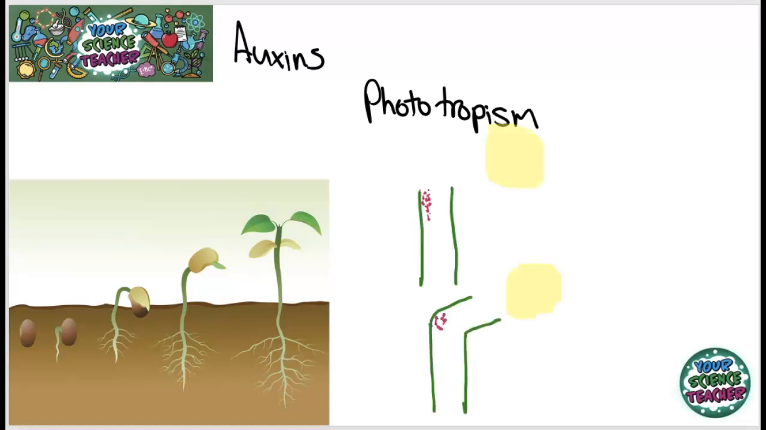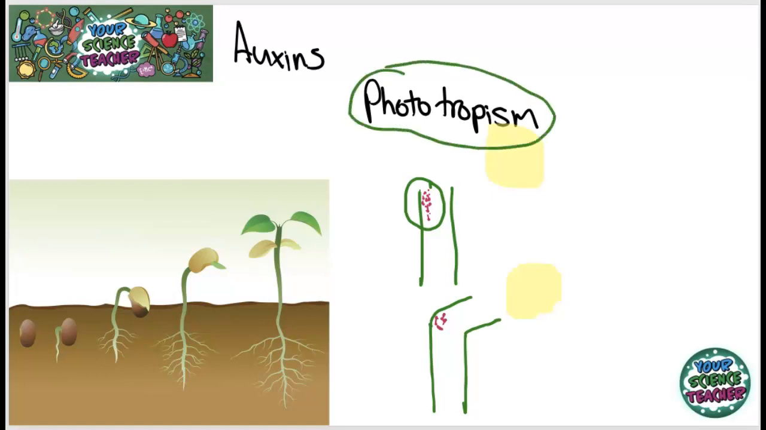Here I've drawn the sun, and the sun is shining onto this stem of a plant. What has happened with these growth hormones, these auxins, is they've all gathered at the side furthest away from the light. This causes this side of the plant to grow faster, as the auxins are growth hormones, and this causes the plant to bend towards the light. And this process is known as phototropism.